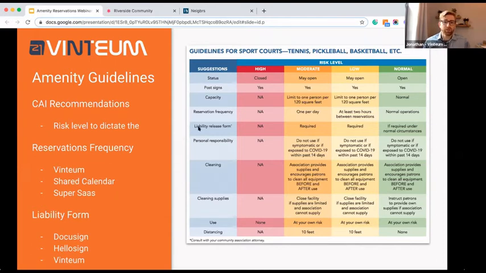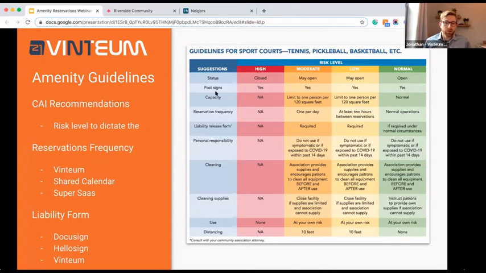So here, another thing to consider is the liability release form. This is something, as I mentioned earlier, that about 40% of communities are already implementing, based off of CAI's survey. So it is something that you might want to consider. Again, consult that community association attorney before completing it, but it's something that could definitely help out.